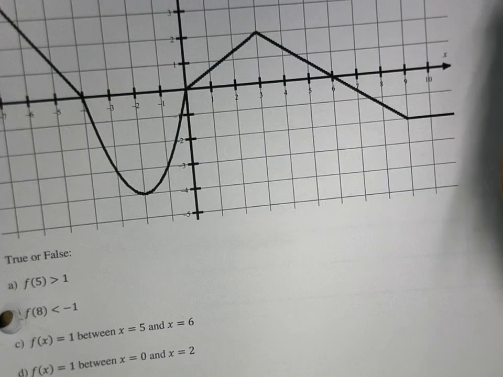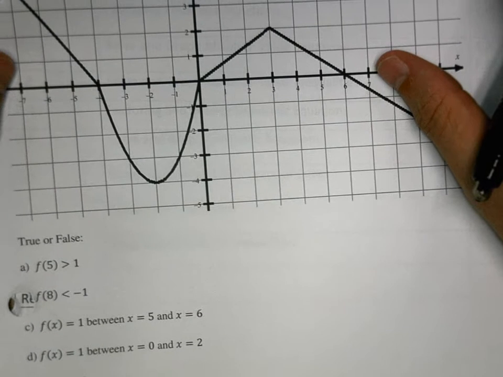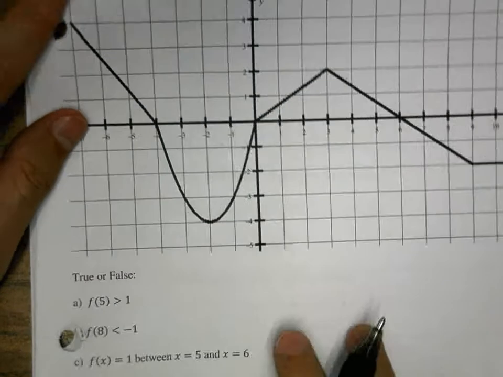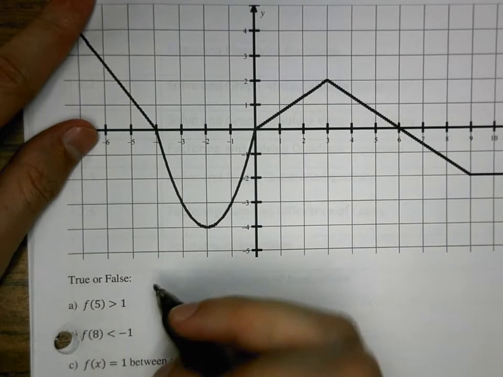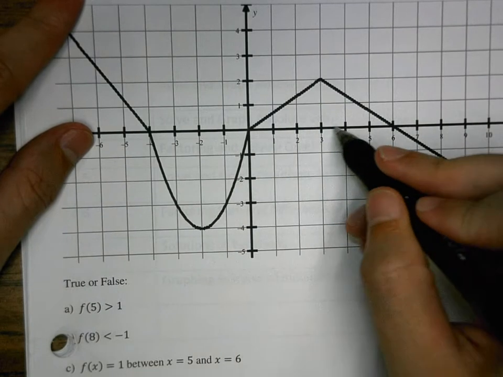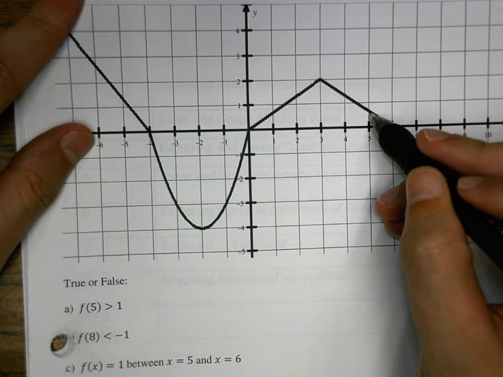Use the graph below to answer the following questions. So, first one, f of 5 is greater than 1. So we go to 5. This is actually less than 1. 1 is up here, so this would be false.